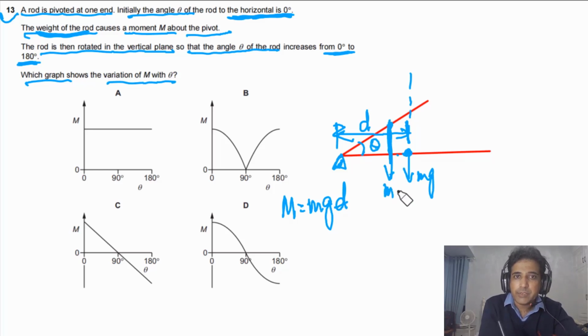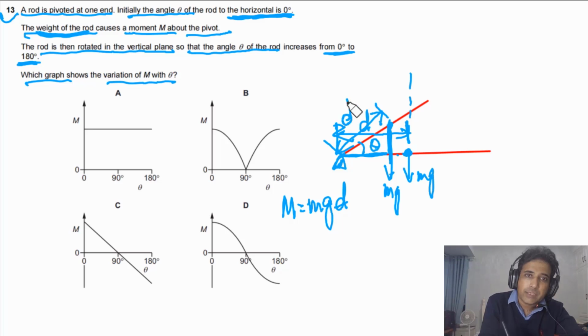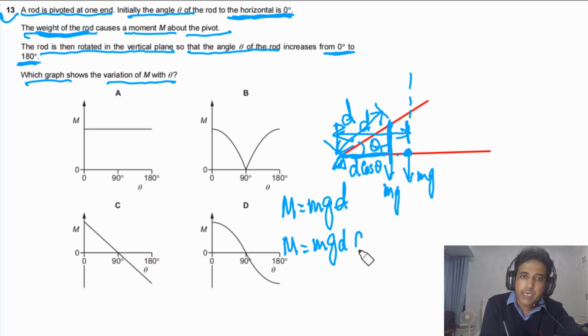So we can say mg is acting here. So we have to take this distance now, this distance. So what is this distance? If this is this distance, little bit messy. If this distance is d, so how about this perpendicular distance? This one, I hope you will say this is d cosine of theta. So we can say moment is equal to mg times d times cosine of theta.